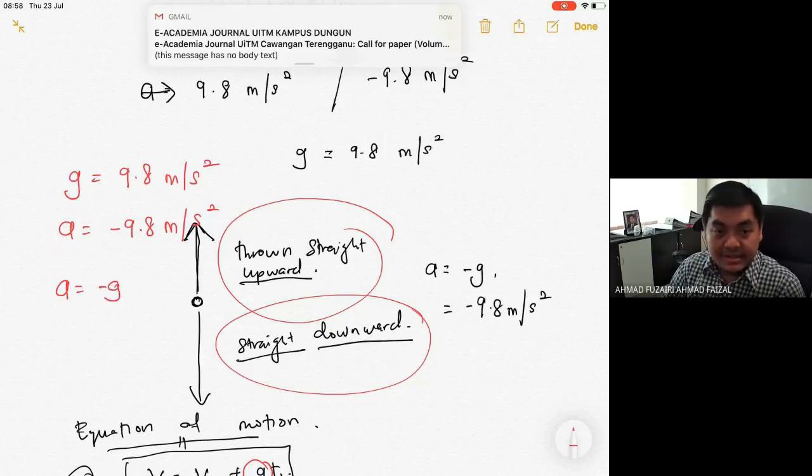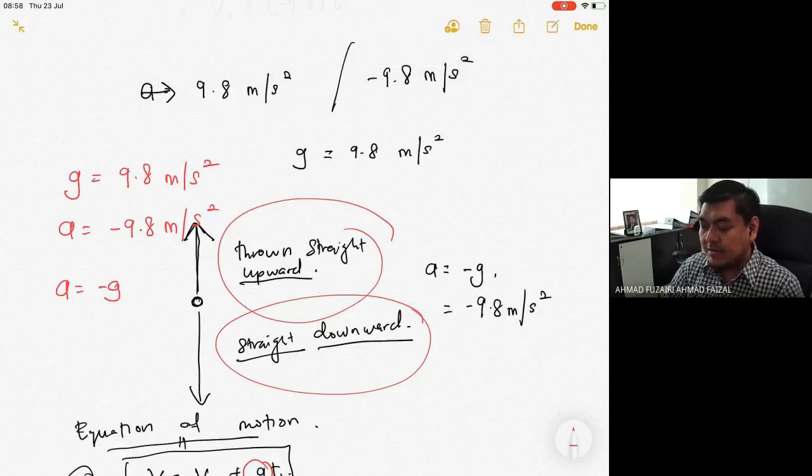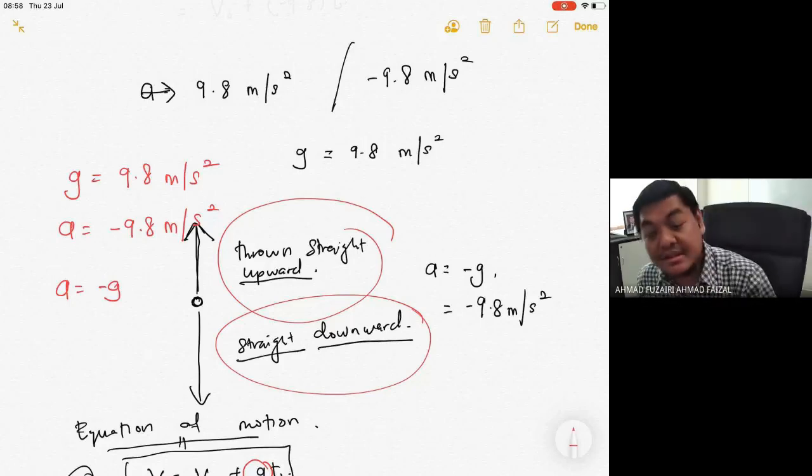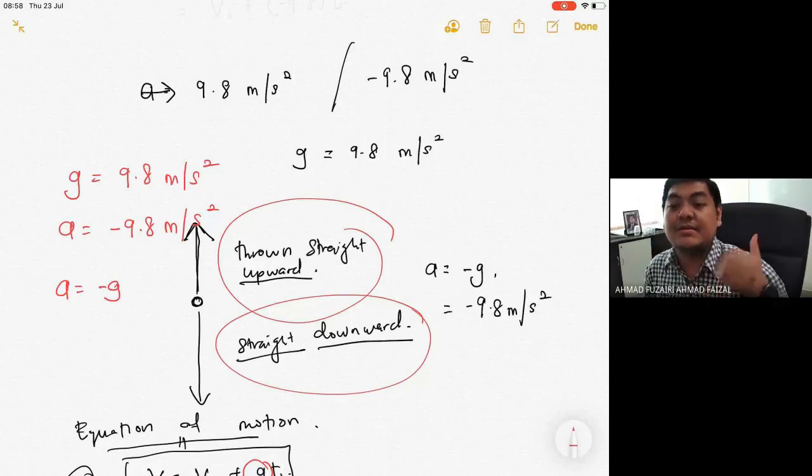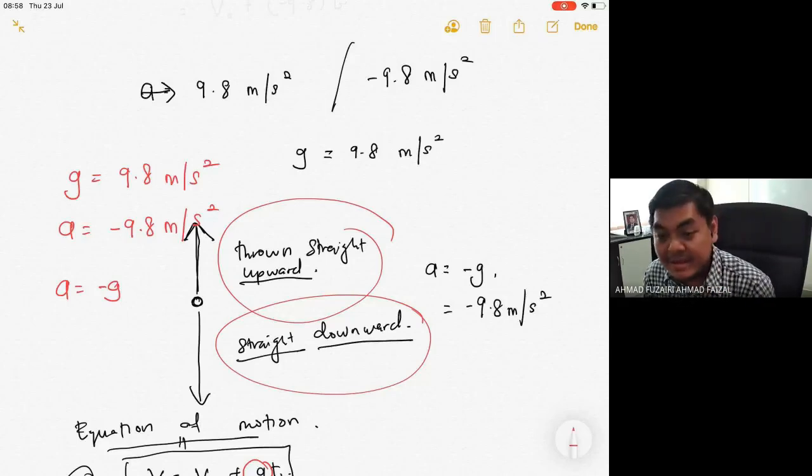Can you understand? That's why I don't want you to be confused. The value of G will always be 9.8, but A is negative 9.8. So for the question from Afiq Nazmi, if thrown upward, will the G be negative or positive? Definitely G will be the same value, 9.8. That's why I don't say G, I say A.